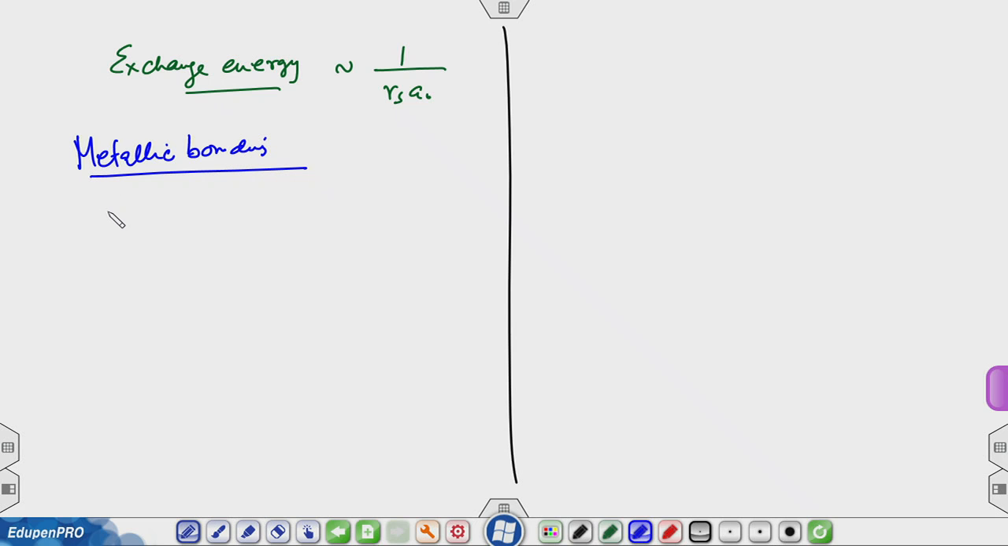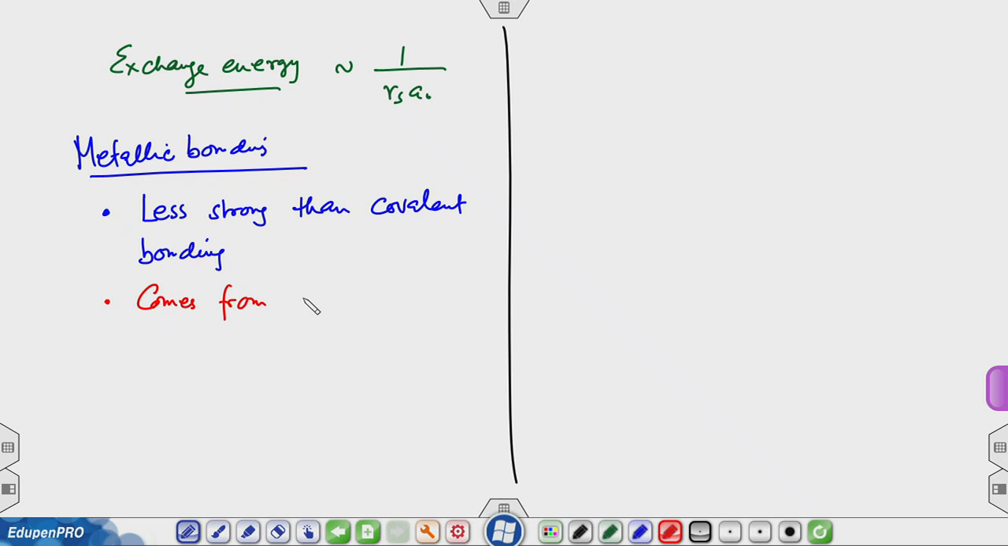This is less strong than covalent bonding, and you can see, you can't really assign any direction to it, right, and it comes from delocalization of electrons.